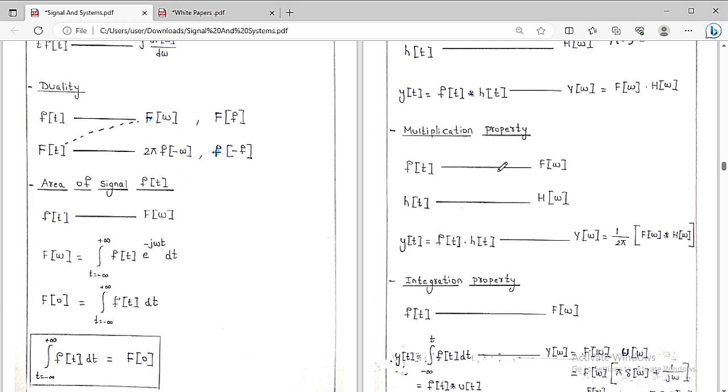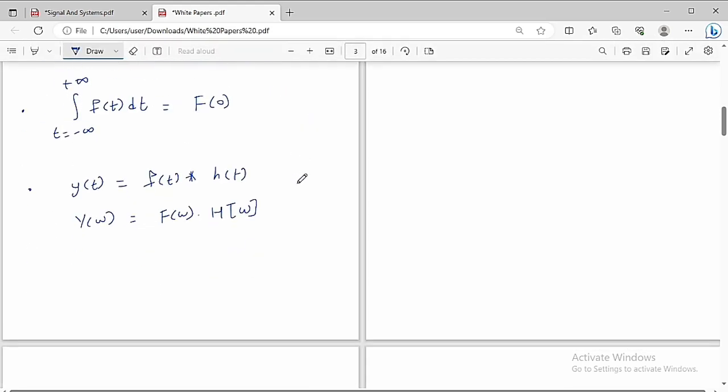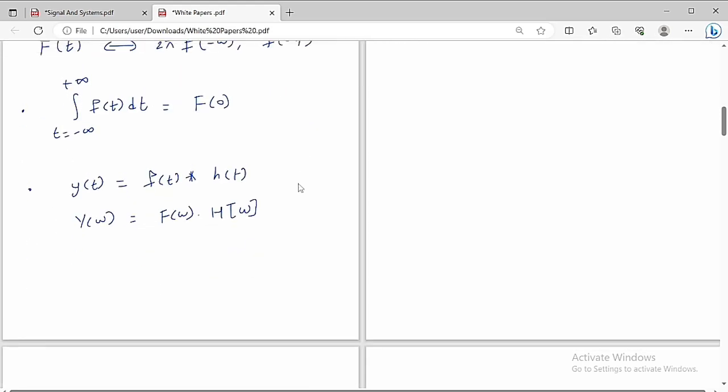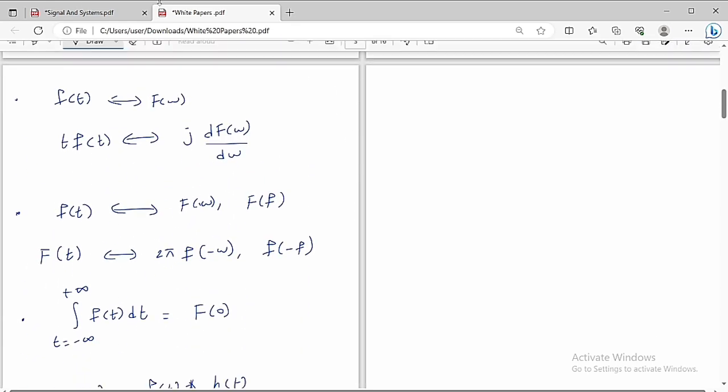So finally remember, convolution in time domain will lead to multiplication in frequency domain, and multiplication in time domain will lead to convolution in frequency domain. Let me write the formula here so that you can easily understand. If y of t is equal to f of t into h of t, then Y of omega is equal to 1 by 2 pi into F of omega convolution H of omega. These things you always have to keep in your mind.